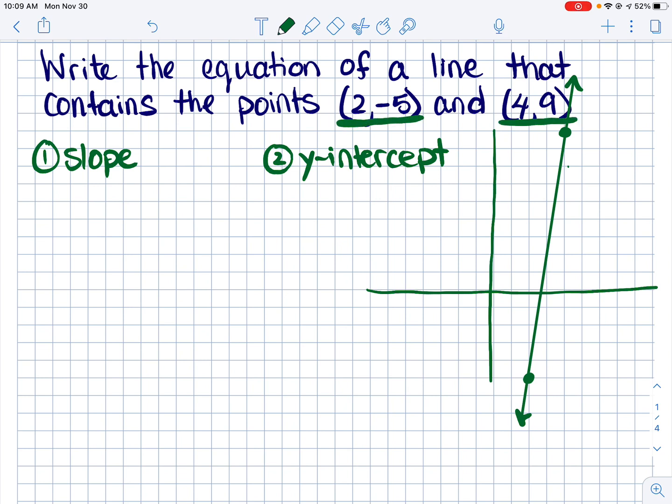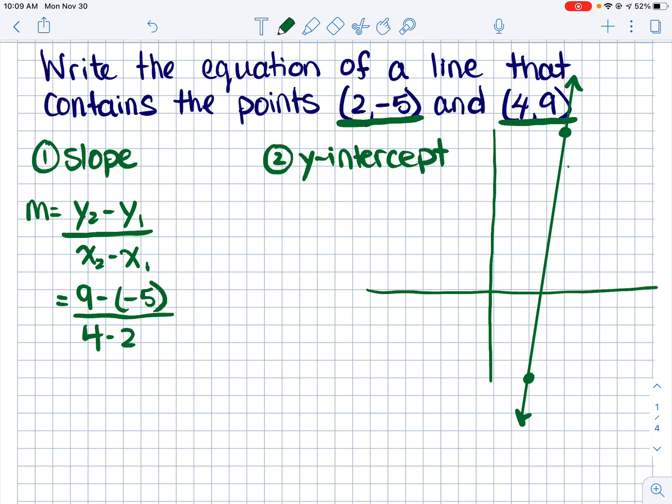I just use rise over run. Or y2 minus y1, I subtract my y values, over x2 minus x1. I subtract my x values. So let's do that. So 9 minus negative 5 over 4 minus 2. So I'm just subtracting my x values and subtracting my y values. It's the same thing as just finding rise over run.